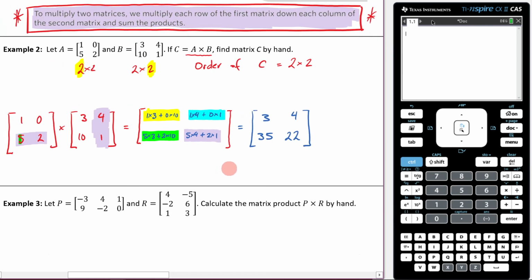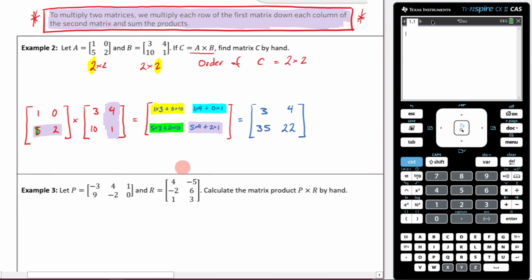We have done it. We have performed matrix multiplication. And take note of what we've done. To multiply two matrices, we multiply each row of the first matrix down each column of the second matrix and add the products. And that is what we have done. You need to get good at this skill. You just need to practice it. Make sure you can do it by hand. All right, we'll pause here, then pick up in the next part.